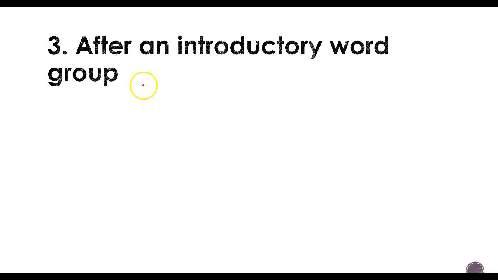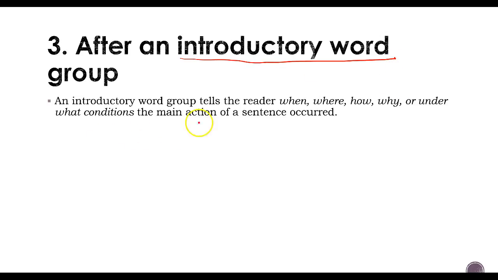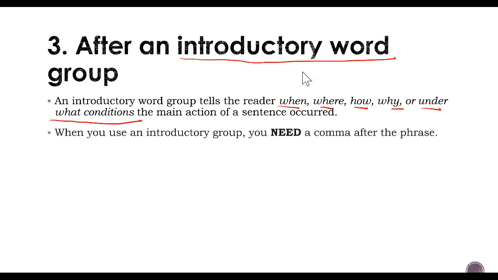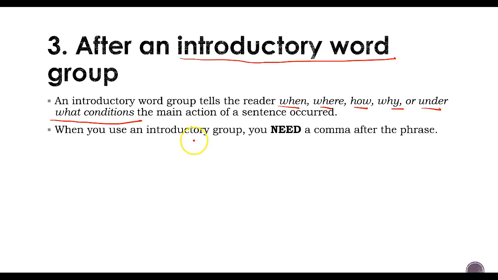So this one's new. Make sure you use a comma after an introductory word group. So an introductory word group tells the reader when, where, how, why, or under what conditions the main action of a sentence occurred. When you use an introductory word group, you need a comma after the introductory phrase.